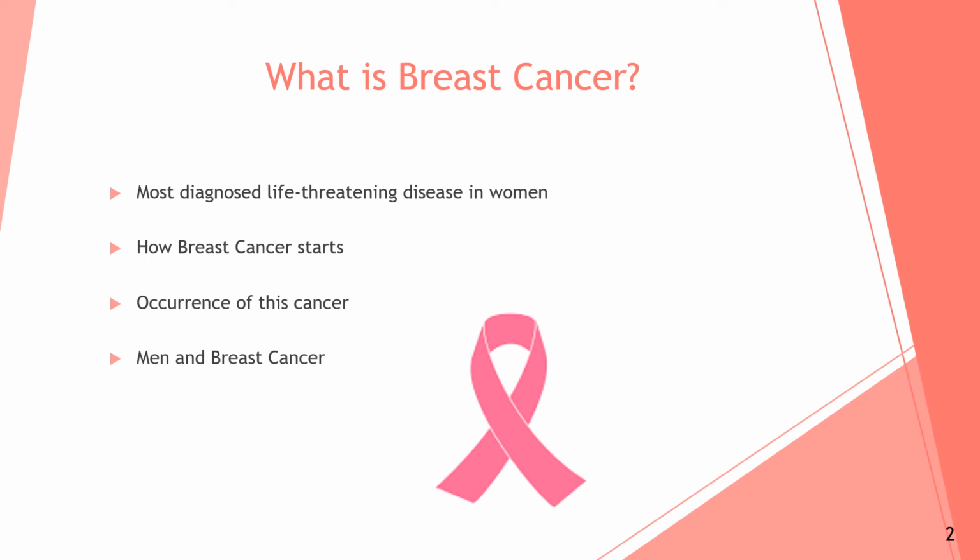Breast cancer is the most often diagnosed life-threatening disease in women. It is the second leading cause of death in women after lung cancer. Breast cancer starts in the breast when the cells of the tissue begin to grow out of control. This disturbed growth of cells leads to formation of tumors and lesions. A normal cell can become a cancer cell if it undergoes damage to the DNA.